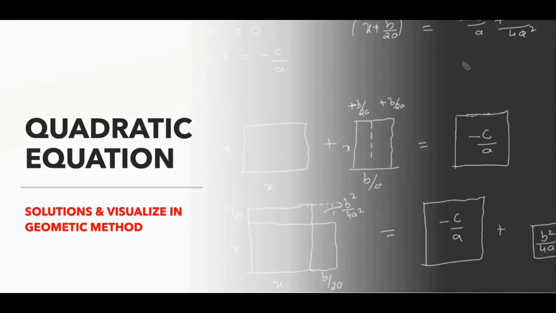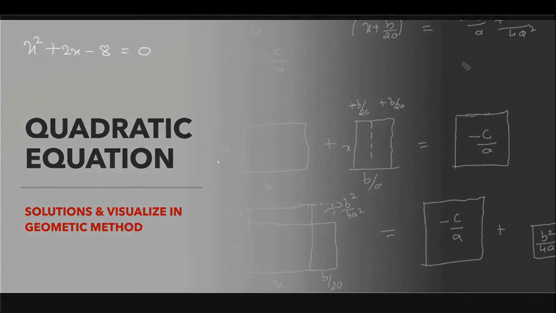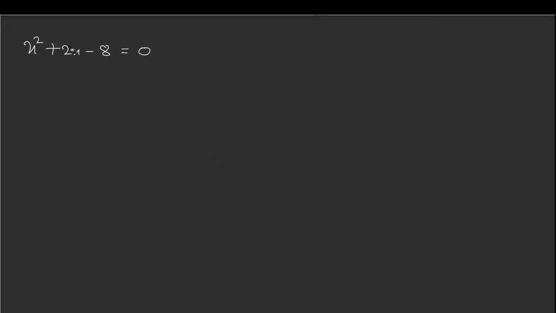Hello everyone, let us understand a geometrical method to solve quadratic equation. Now I have considered the equation x square plus 2x minus 8 is equal to 0. I will represent this equation as x square plus 2x is equal to 8, and I will represent each term in geometrical shape. So I will represent the first term as square.